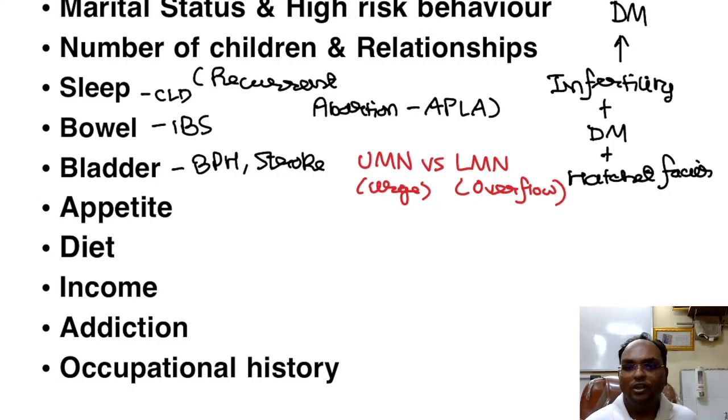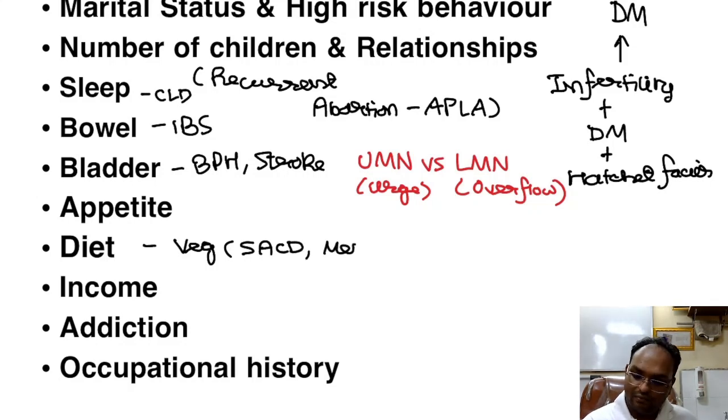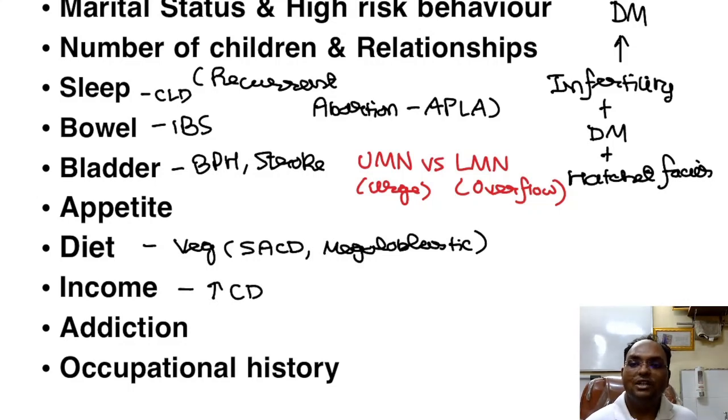Appetite loss can happen due to various things. Diet, predominantly vegetarian diet can lead to subacute combined degeneration of the cord and megaloblastic anemia, vitamin B12 deficiency anemia. Low socioeconomic countries will lead to increase in communicable diseases. Why? Poor hygiene, more clustering, TB will spread, pneumonia, diarrhea, communicable disease. High income countries, non-communicable disease.